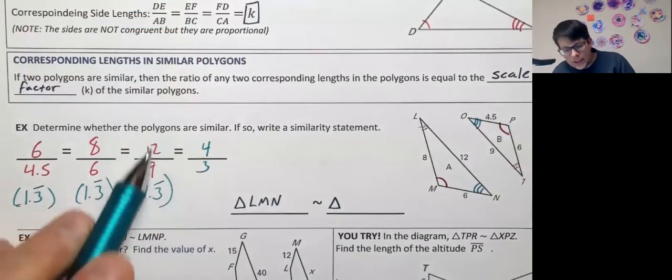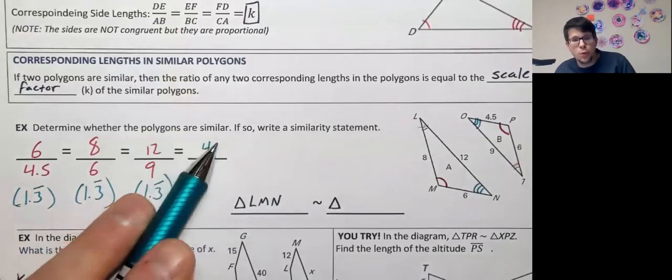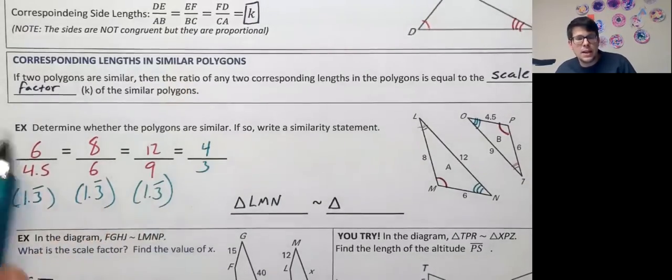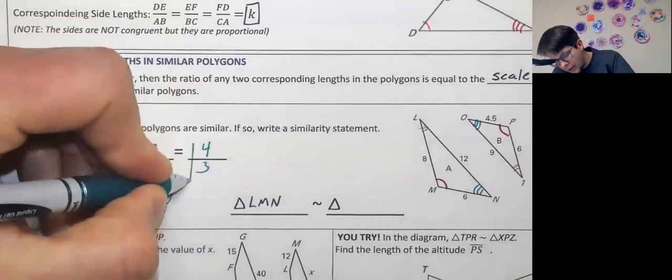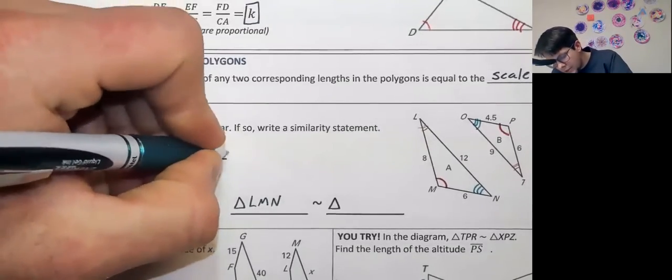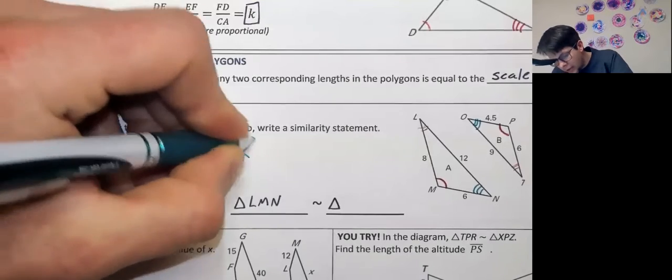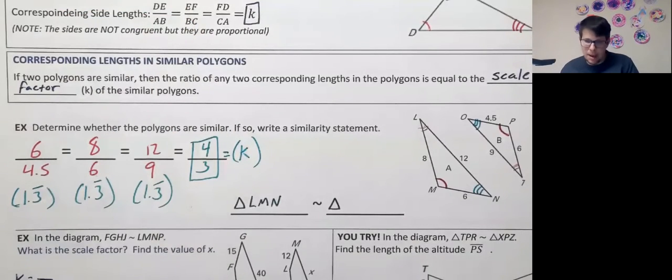12 over 9 has common factors of 3. 3 times 4 is 12 and 3 times 3 is 9. Same thing for 8 over 6 and 6 over 4.5. They all reduce down to this guy right here. This is our scale factor. This is our K value. It is consistent all the way across the map, which means we can say, yes, we do have similar triangles.